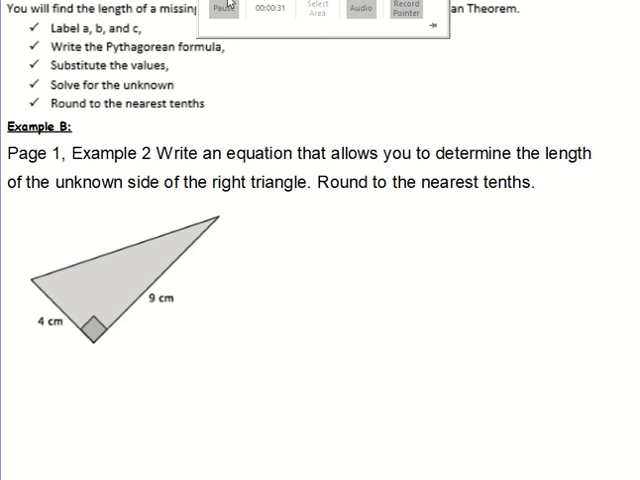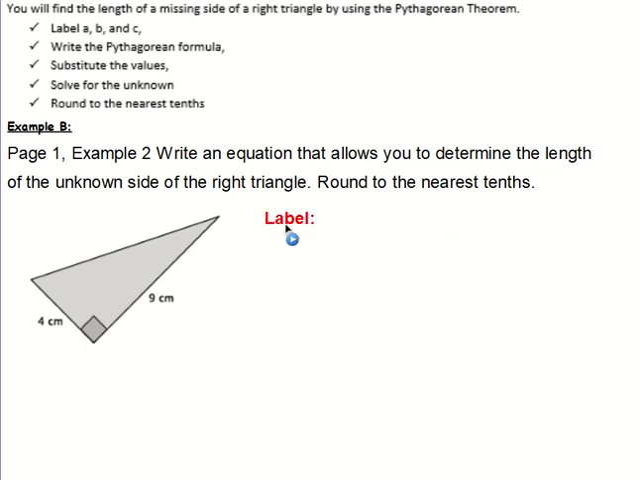So this is example B. Page 1, example 2. Write an equation that allows you to determine the length of the unknown side of the right triangle, and then round to the nearest tenths. So our first step, we have to label the sides as A, B, and C.